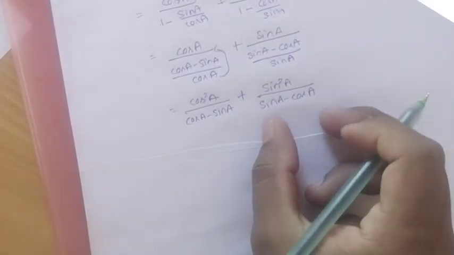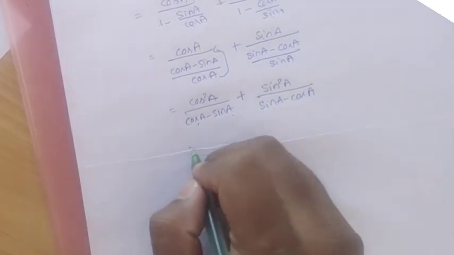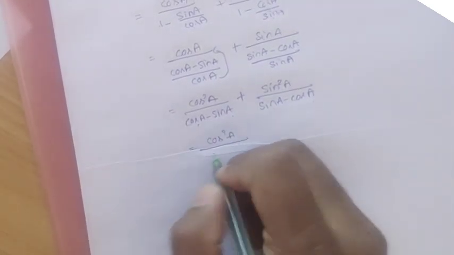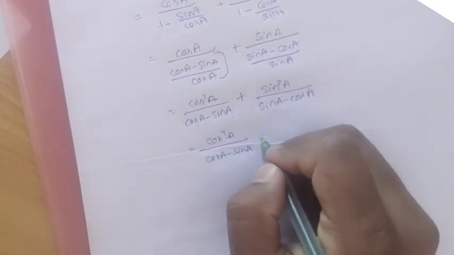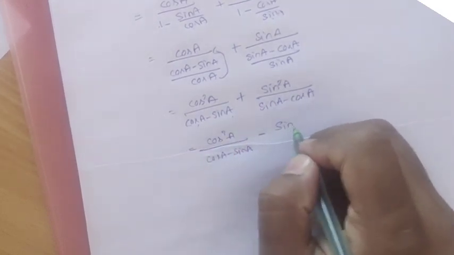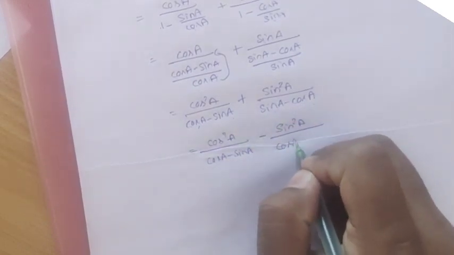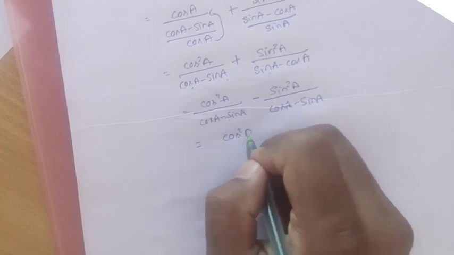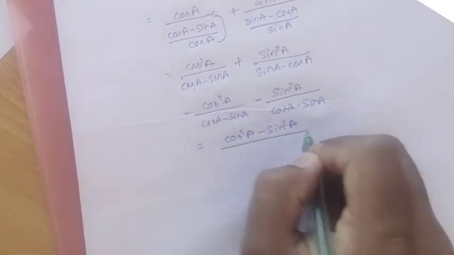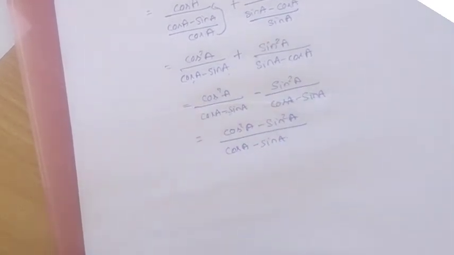If we observe the denominator, cos a minus sin a is there, and here sin a minus cos a is there. If we take minus common, then cos square a divided by cos a minus sin a as it is. Plus into minus becomes minus, so sin square a as it is, divided by cos a minus sin a. Then denominators are same, so what we can change? Cos square a minus sin square a divided by cos a minus sin a, which is common in the denominator.